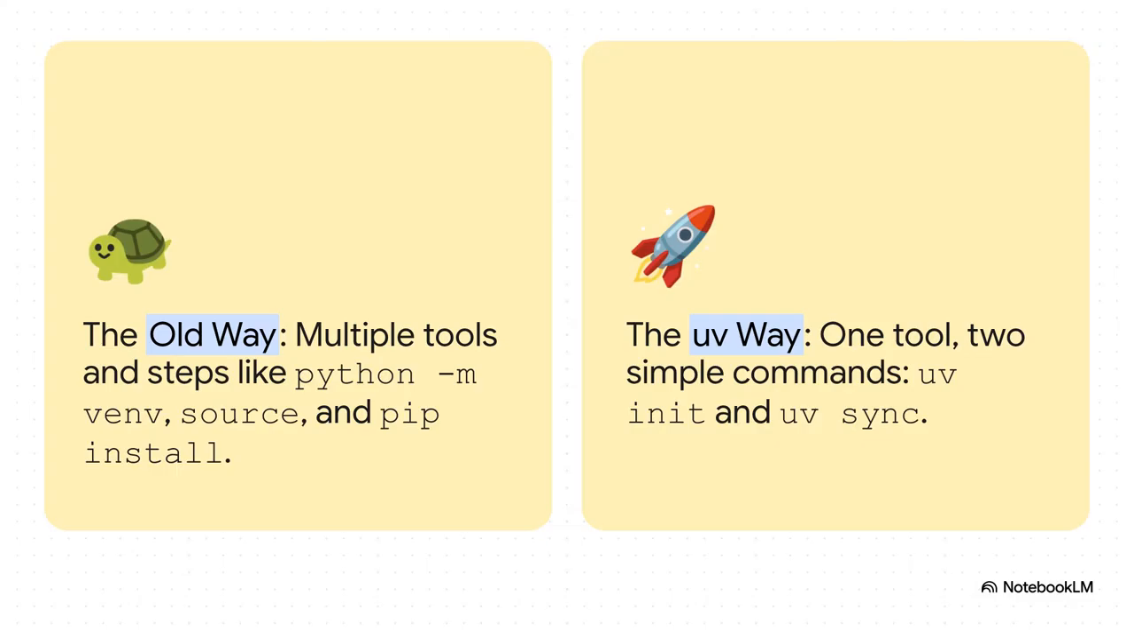And just look at the difference in your workflow. We're all used to that three-step dance, right? Create the venv, then activate it, then finally pip install from a requirements file. With UV, that whole mess becomes just two commands: uv init to set up your project and uv sync to install everything. That's it. It's so much cleaner.